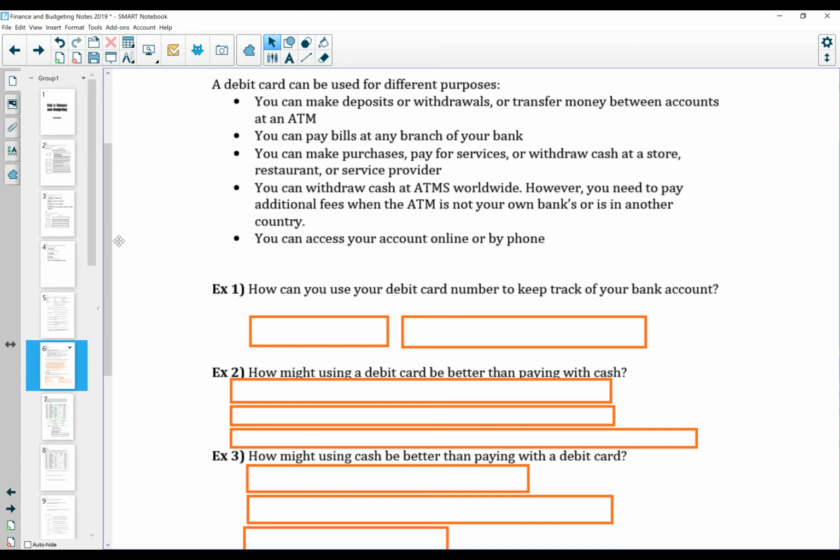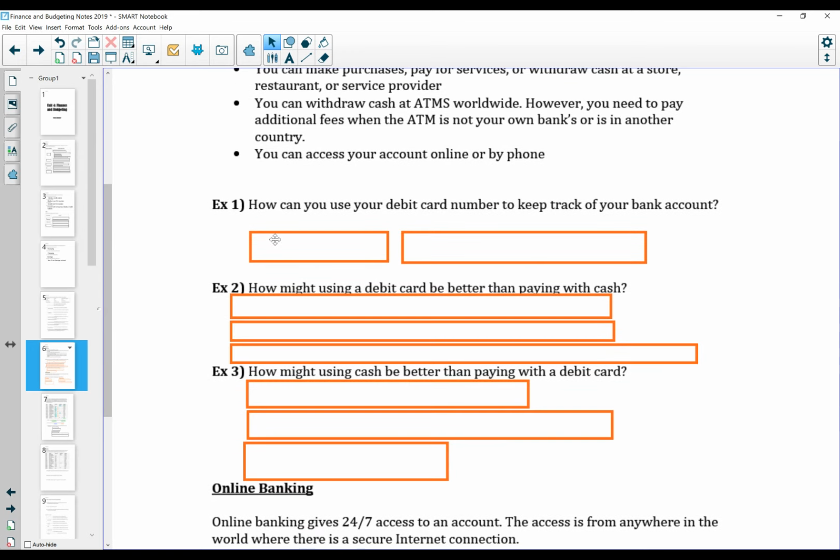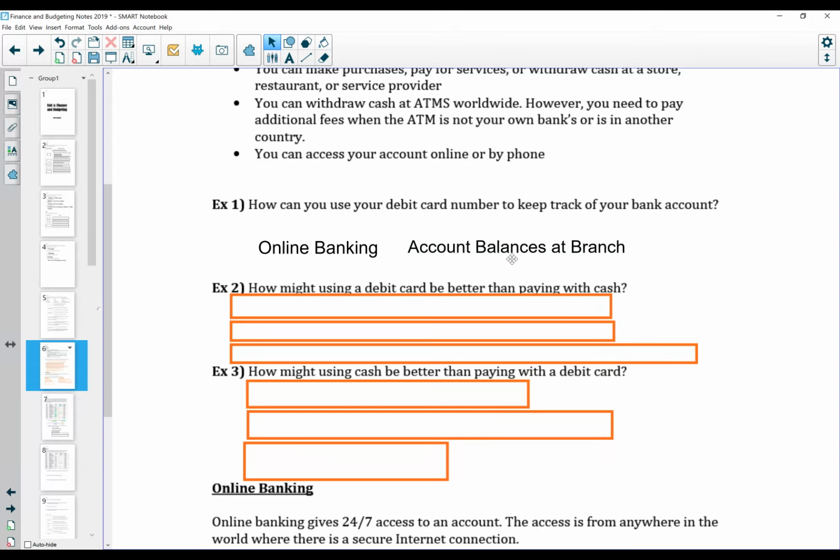So here's an example of some questions that you might find based on this information. Question 1 says, how can you use your debit card number to keep track of your bank account? You can use your debit card number through online banking. You can use it to set up an account, and you can do some online banking. You can get your account balances at your branch, so that will help you keep track of your account.